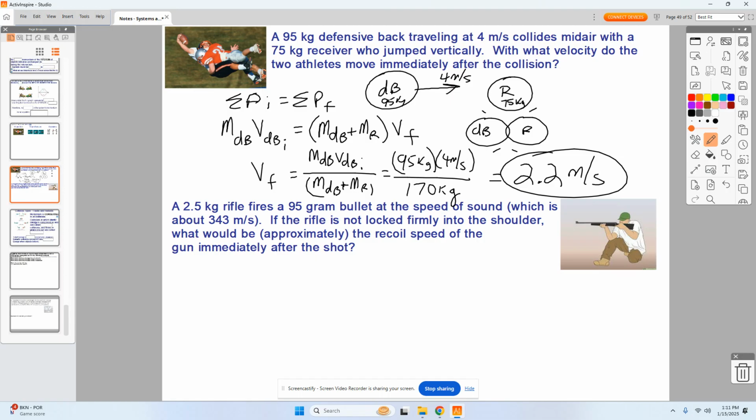and it goes in your shoulder. To make this problem easier to solve, I'm going to isolate the rifle. So I'm going to keep it away from my body, and I just want to determine what the recoil speed would be in the event that I just didn't hold it in my shoulder.